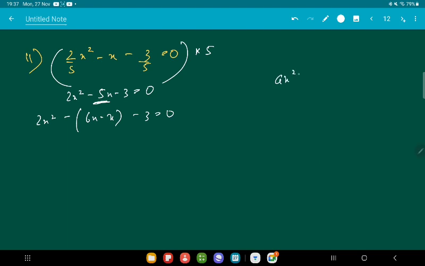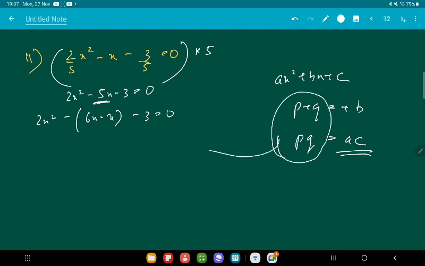Let the equation be ax squared plus bx plus c. You have to find two numbers in such a way that, let's suppose, the two numbers are p and q. P plus q, you should get b. And when you select the two numbers and you multiply them, you should get the product of a and c. That is how you have to think about those two numbers. First, split the middle term here.